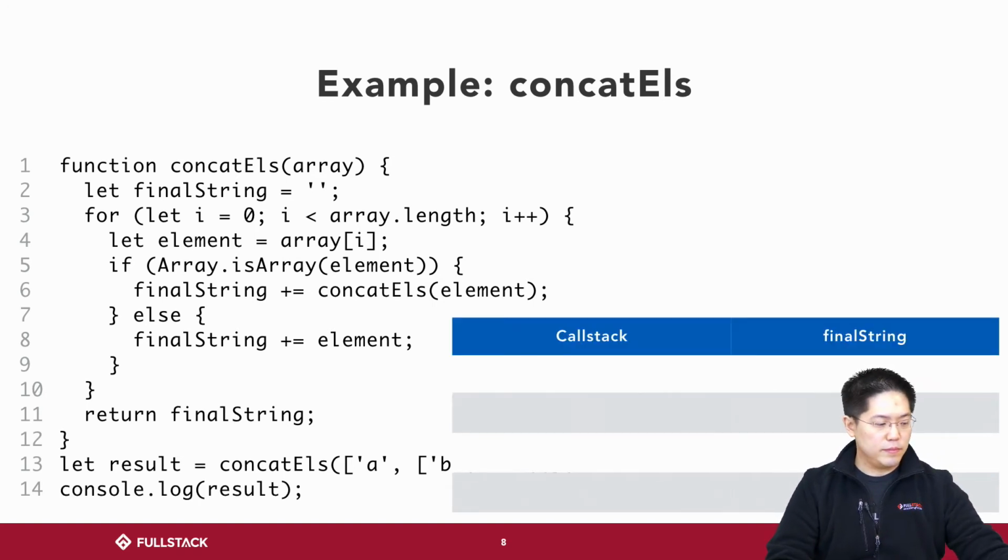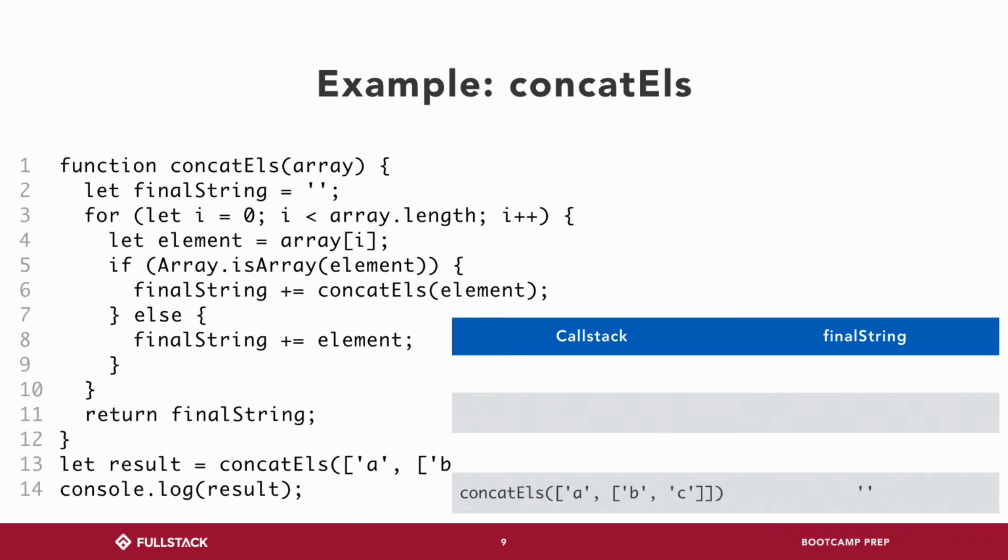So here, let's do an example. We call concat elements with the full array. The final string here is empty, and then it gets added. It gets A added to it, so now it's A. Now this is line 6, where we're getting to the second element, and now final string is A, and final string is being added to a call to concat elements with B and C, right? So now we've called concat elements, so we're going to add another function to our call stack. Now concat elements of B and C, what does that do?